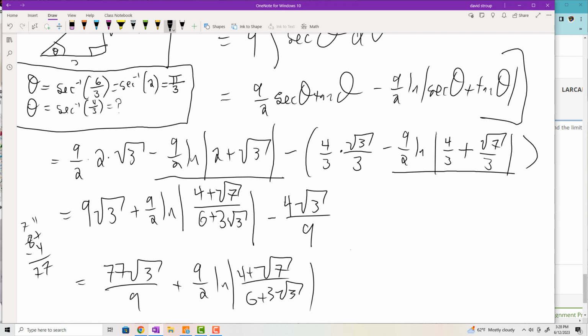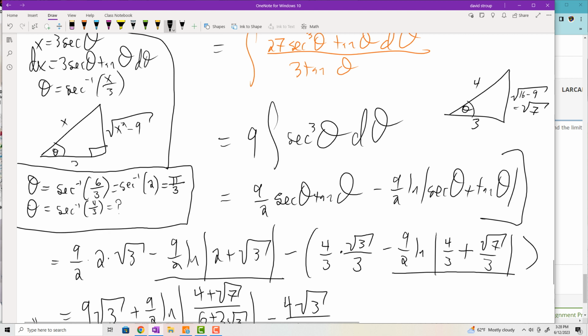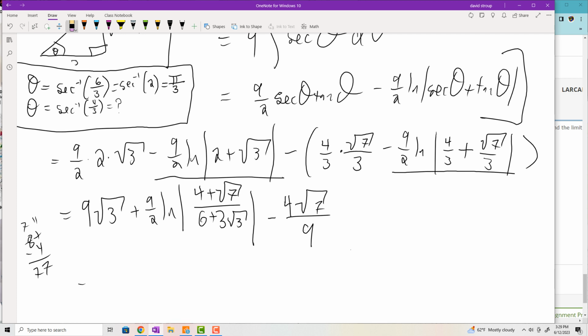So you get tan of that. Tan is root 7 over 3. So this term right here should be a 7. Sorry about that. So I can't combine those two together, which is a bummer. It's a very sad day in math land. But anyways, that answer should hopefully be it.